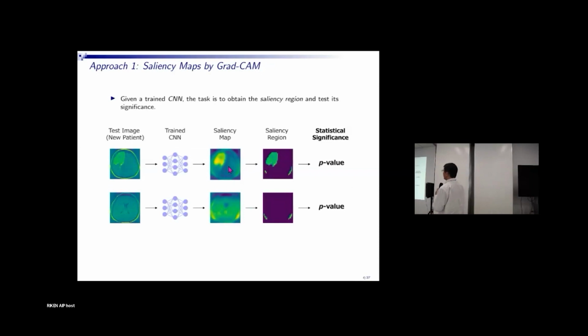So this is the first approach, saliency map method by GradCAM. Here, suppose that we have already trained, let's say, a convolutional neural network for predicting whether this is cancerous or normal. Given a test image, then we can compute saliency map, for example, by using GradCAM. Then, if we pick up the set of pixels whose GradCAM values are greater than a certain threshold, we can define a saliency region. And we want to provide a p-value for this saliency region.